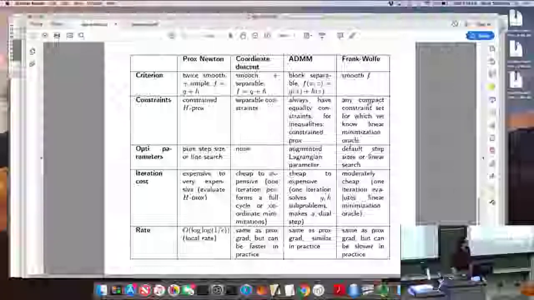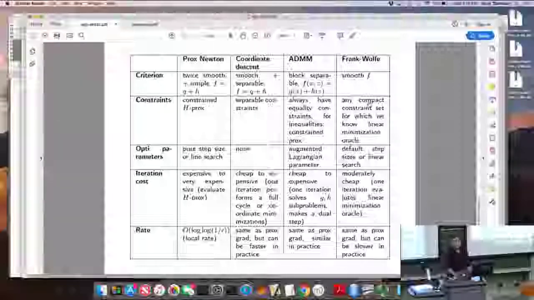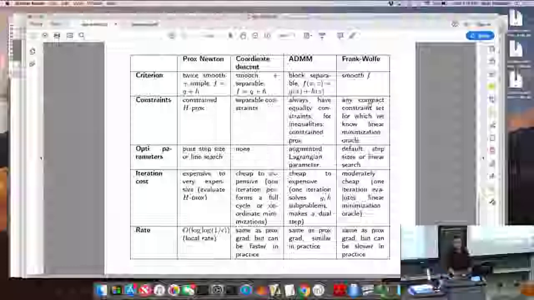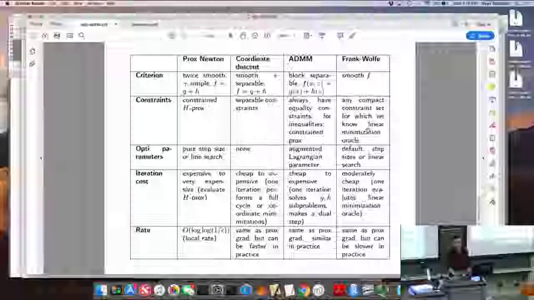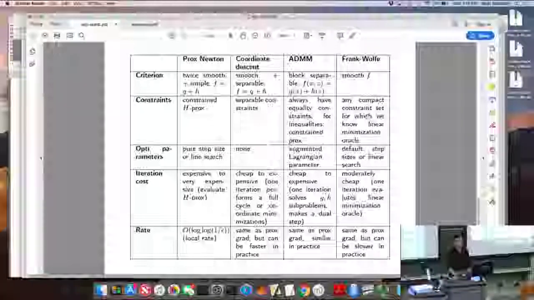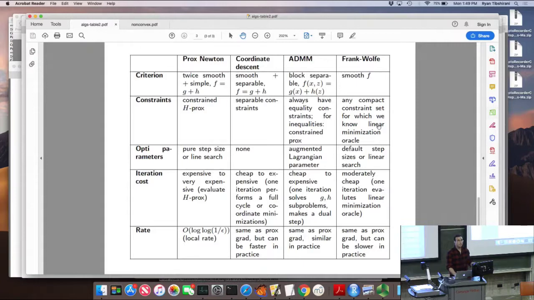Frank-Wolfe, there is a constraint by assumption. Right? We assume that it has a constraint, and the constraints are always compact sets for Frank-Wolfe, because we always minimize a linear function over the set in order to get the update.